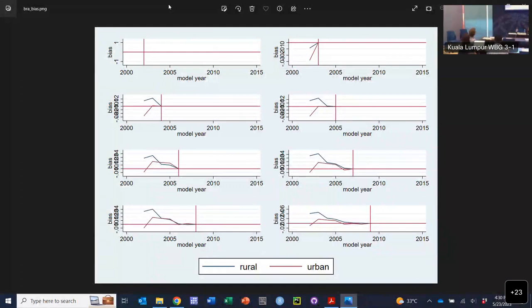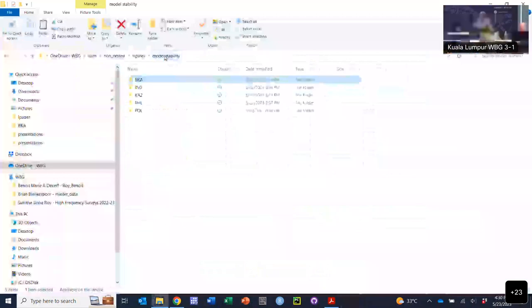Well, that's for Brazil. Just to show you that Brazil is by no means an exception, we've done this for what other country? India?